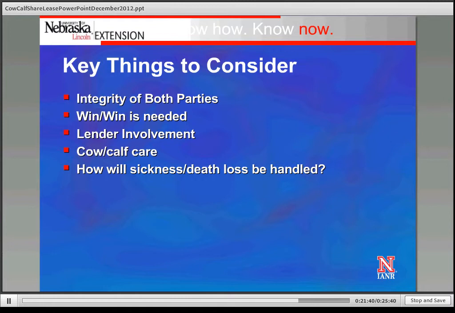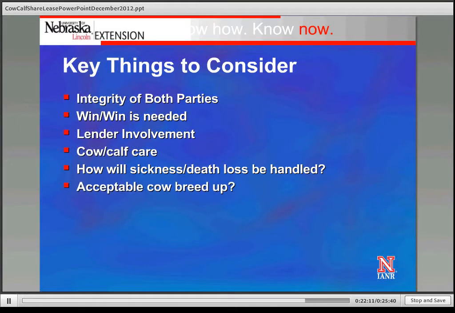Maybe who is going to be the consulting veterinarian? If there's a problem, how is that going to be addressed, and how will that be communicated both with the cow owner and the person who's caring for those calves? I think also having a plan in place if there's some real unexpected death loss, some kind of catastrophe, is something else to visit about and put on paper. How will that death loss be handled? Who will be responsible, and how will it be shared?